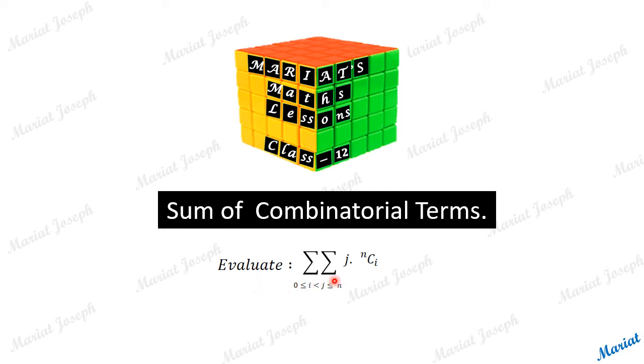Evaluate double sigma j into NCI, where i and j lie between 0 and n, i being less than j. The terms represented by this double sigma are 1 into NC0 plus, 2 into NC0 plus NC1 plus, 3 into NC0 plus NC1 plus NC2 plus, 4 into NC0 plus NC1 plus NC2 plus NC3 plus, etc. n into NC0, NC1, NC2, etc., till NCn minus 1. Let's observe why.